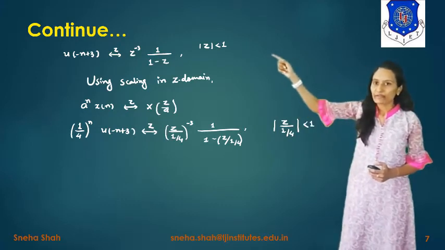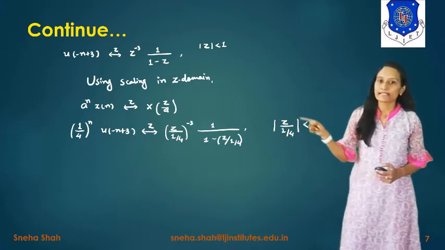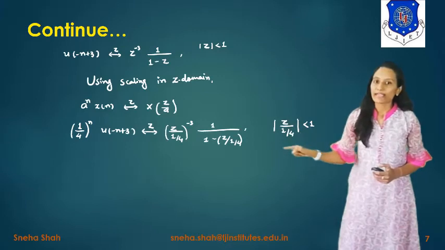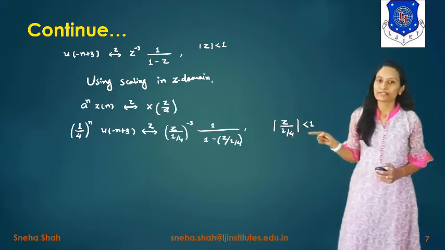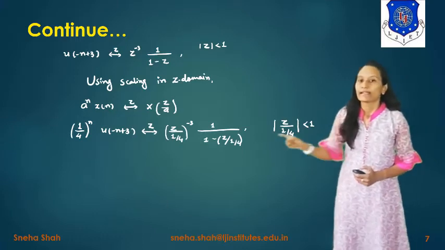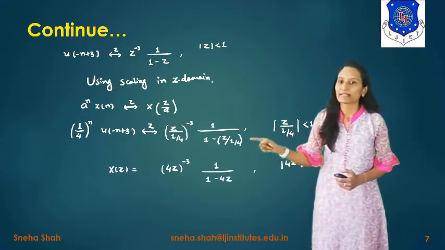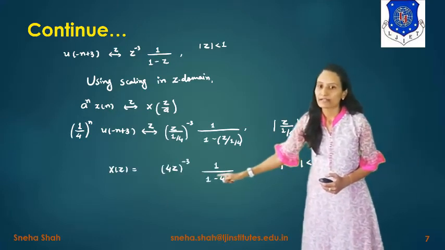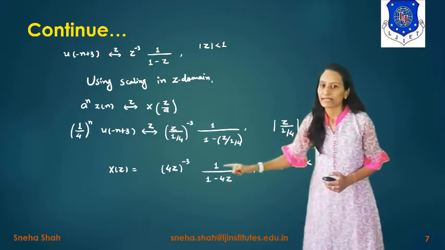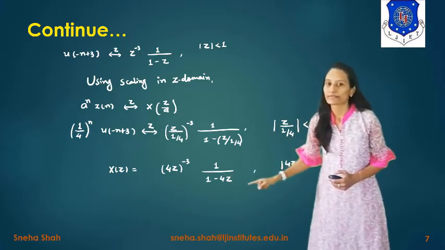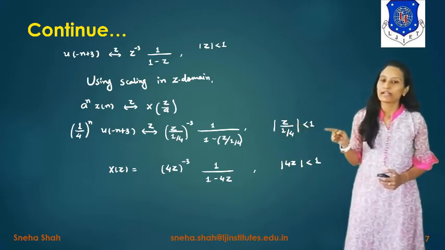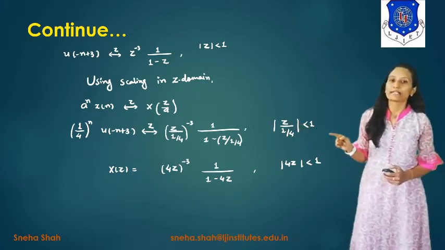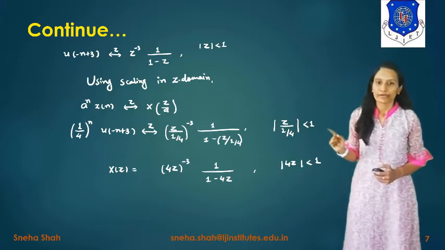And in the ROC also we will take z/a, where a equals 1/4. So the term will be z upon 1/4, and this should be less than 1. Now if we simplify this term, X(z) equals (4z)^(-3) into 1/(1 - 4z). And if we simplify this, the 1/4 goes over here, so the ROC will be |z| less than 1/4.